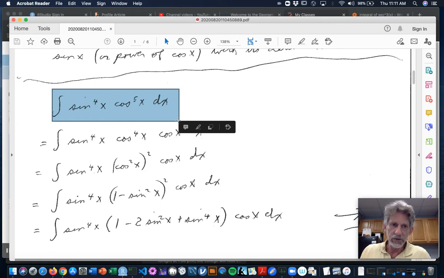So let's try another example of this sort. Can we find an antiderivative for sine to the fourth of x, cosine fifth of x dx? So that looks pretty tough. I'm going to get some coffee while I think about it.